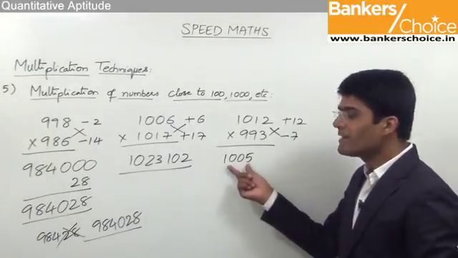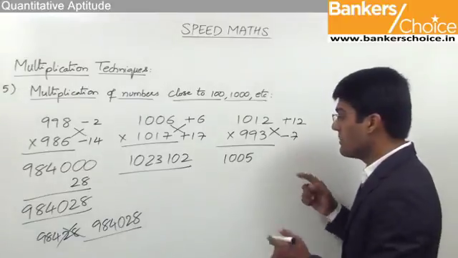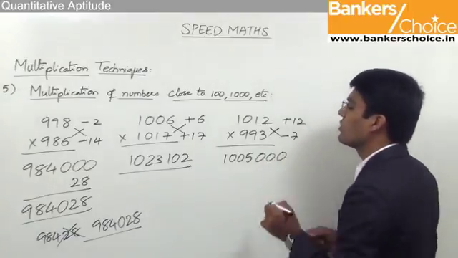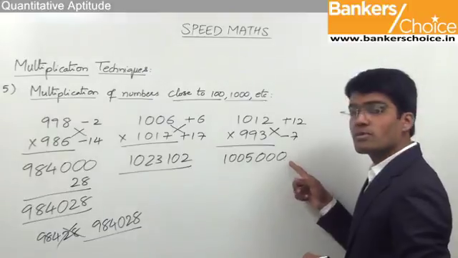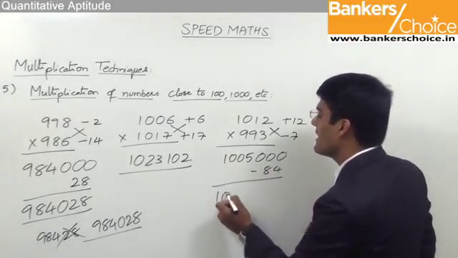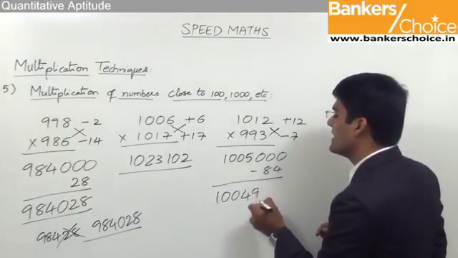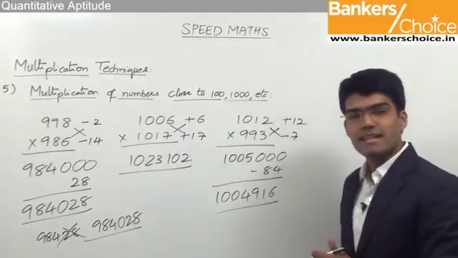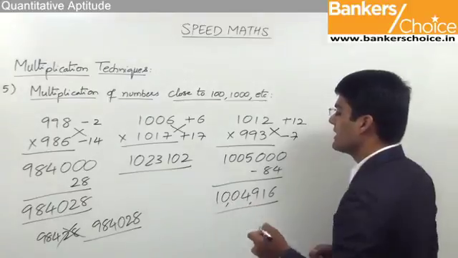So from this result, we need to subtract 84. Remember, we have three zeros here. So 10 lakhs 5,000 minus 84. Now by subtracting this, we get 10 lakhs 4,916. So that's the answer, 10 lakhs 4,916.